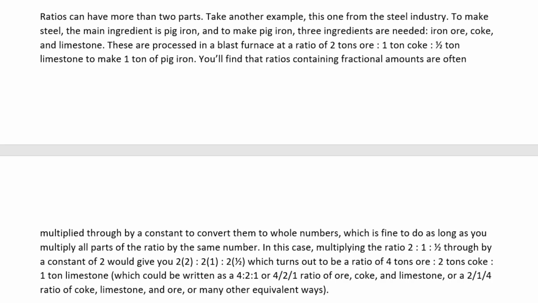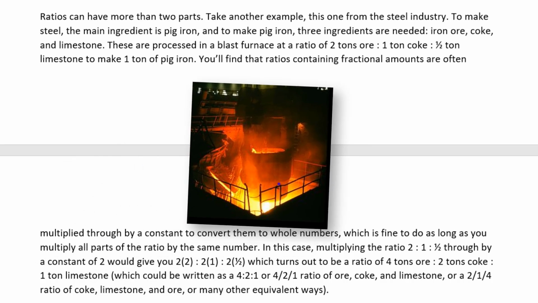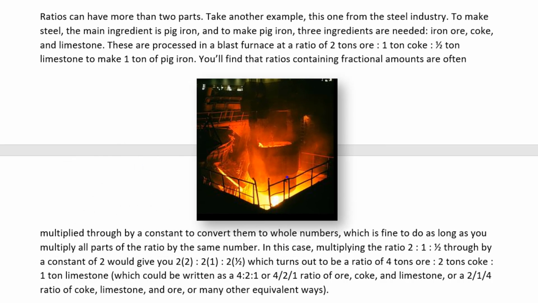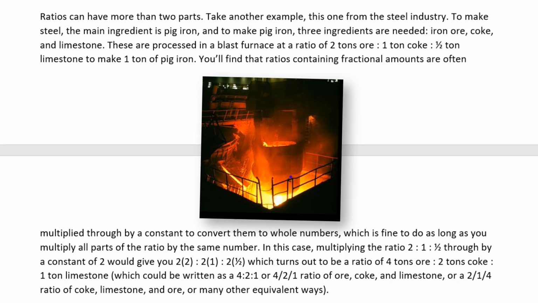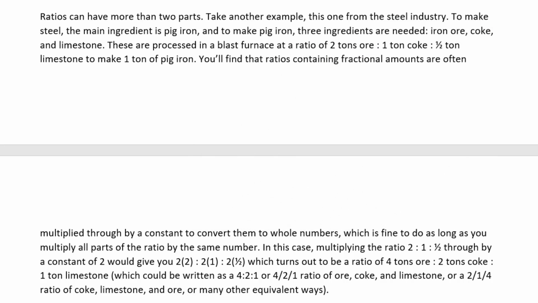Iron ore, which has to be of a certain purity, coke, which is coal that's been heated to make it high carbon, and limestone, which is calcium carbonate. These 3 ingredients are processed in a blast furnace at a ratio of 2 tons of ore to 1 ton of coke to 1/2 ton of limestone to make 1 ton of pig iron. So we have a 2 to 1 to 1/2 ratio of ingredients.